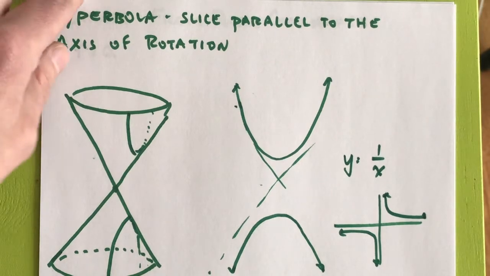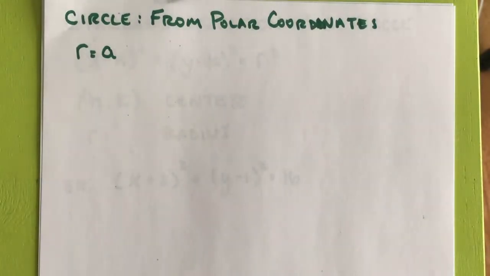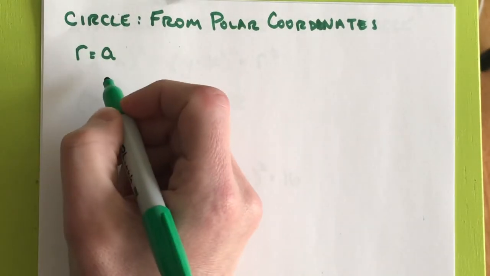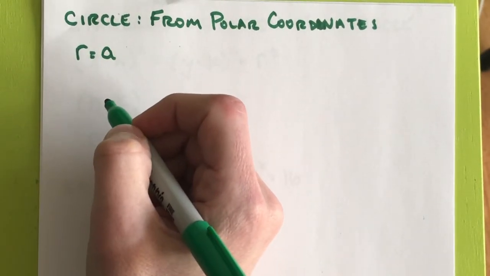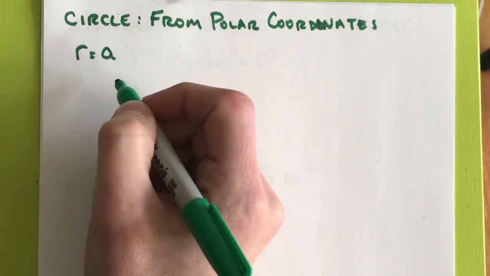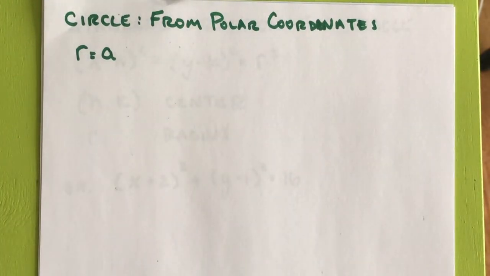Now we're going to focus today on looking at circles. We've seen this already looking at polar coordinates. The base equation of a circle from polar coordinates was just r equals a, where a was our radius. We're going to take this, transform it into rectangular coordinates, our Cartesian coordinates, and see how we can manipulate that to move our circle around, change the radius and such.